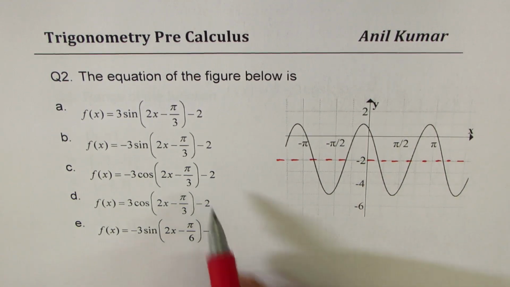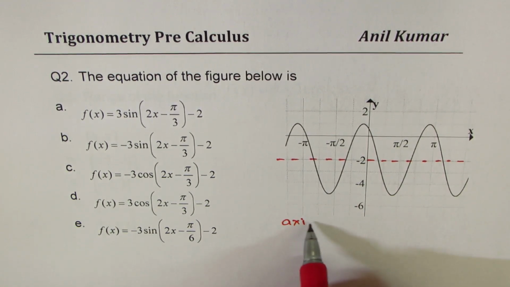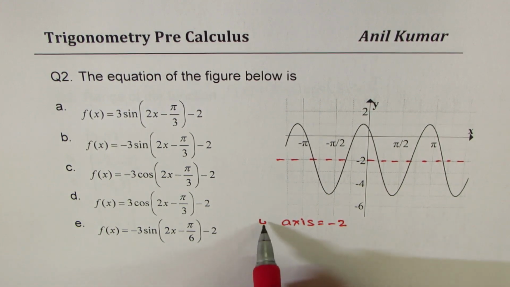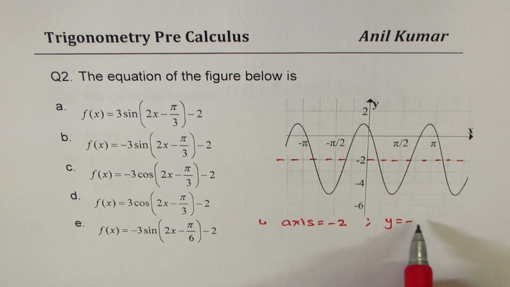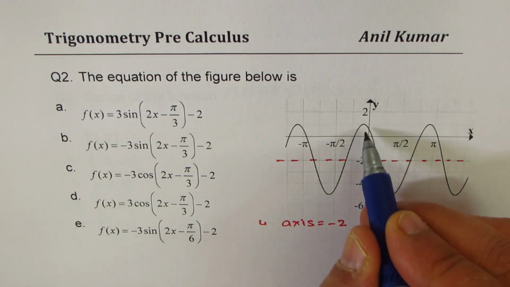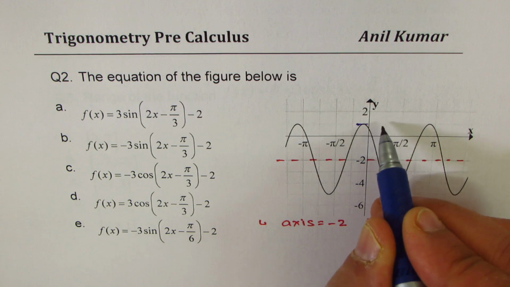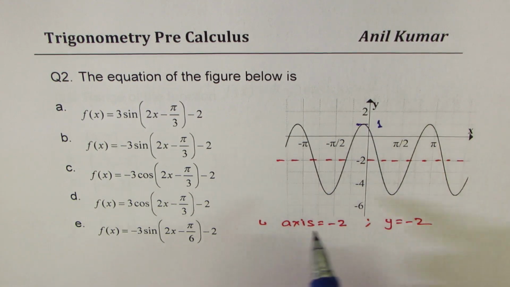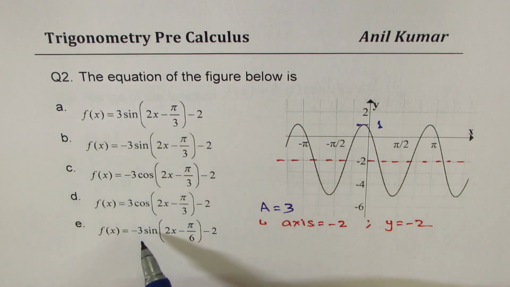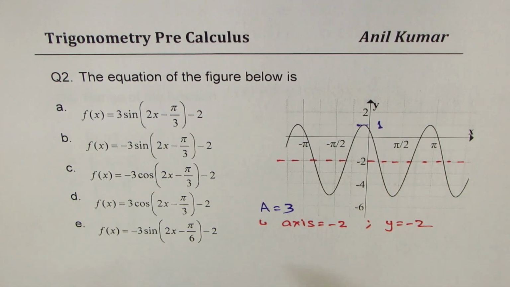Okay, so the axis is at -2, we know the axis equals -2. That is y equals -2, right? So you can write y equals -2. Now let's look into the amplitude part. That means from the axis, how high are you going? So from the axis at -2, you go to 1, which is 3 units. So you know amplitude equals 3. So 3 is common, perfect.